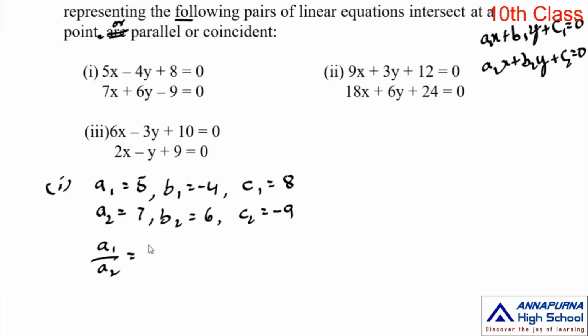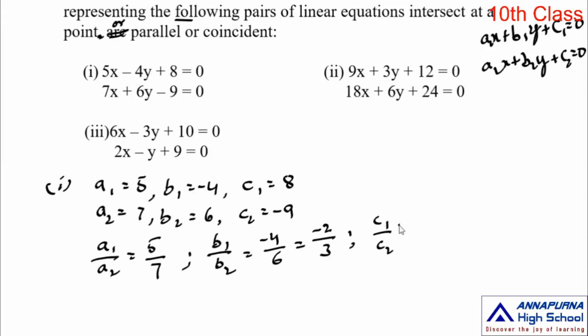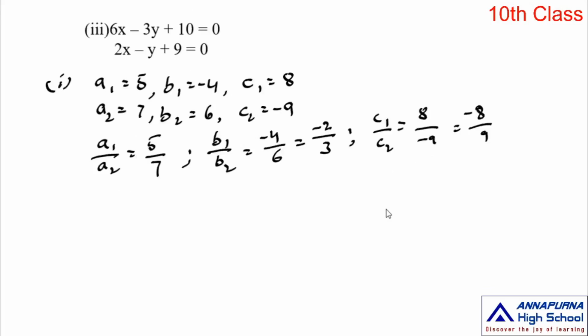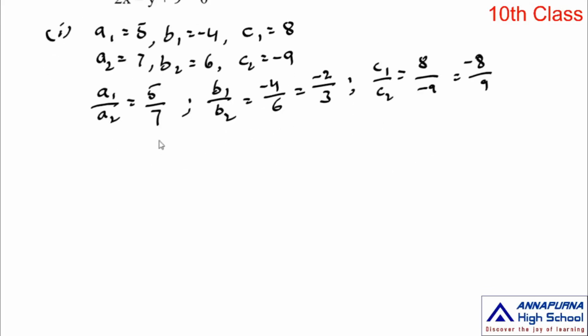First a1 by a2 is equal to 5 by 7. Is there any simplification? No simplification, 5 by 7 is in simplest form. And b1 by b2 is equal to minus 4 by 6. There is a common factor in the numerator and the denominator, so when you cancel that common factor, it is equal to minus 2 by 3. And c1 by c2 is equal to 8 by minus 9, which is equal to minus 8 by 9. Okay, so these are the ratios a1 by a2, b1 by b2 and c1 by c2. Now compare them.